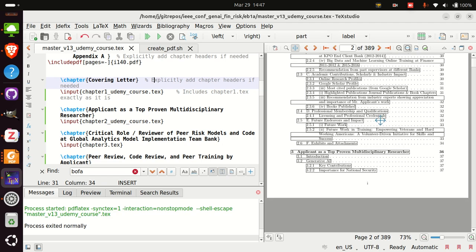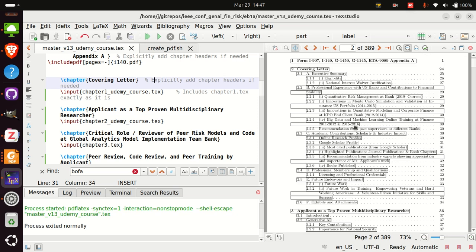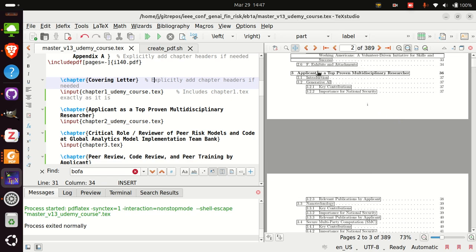Then you have professional membership and qualification, any kind of professional membership, CFA, FRM, or CPA. Then you have the future endeavor and its impact. And then you have exhibits and attachments. So this is like a mini application, the covering letter, which talks a lot about you. Now these are detailed chapters.